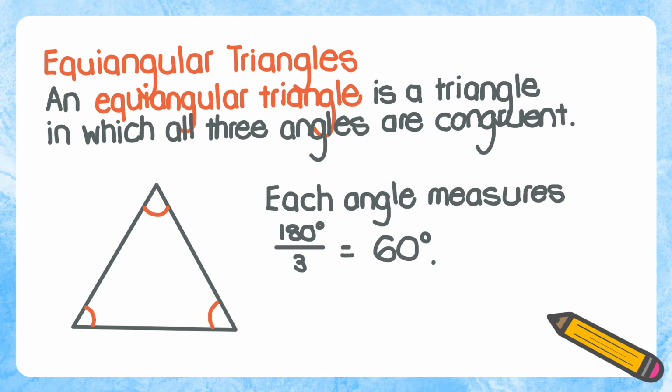So in an equiangular triangle, each angle measures 60 degrees because the sum of interior angles is 180 degrees. We divide that by 3 congruent angles and get 60 degrees. So each angle of an equiangular triangle measures 60 degrees. Let's use this idea to solve some problems.